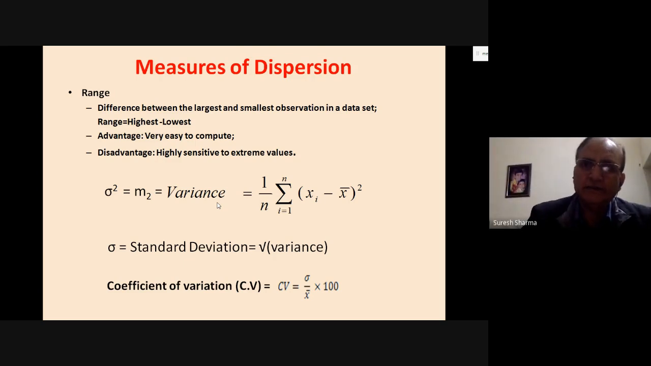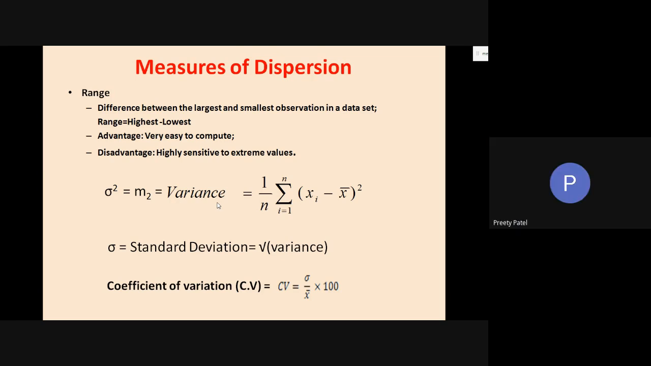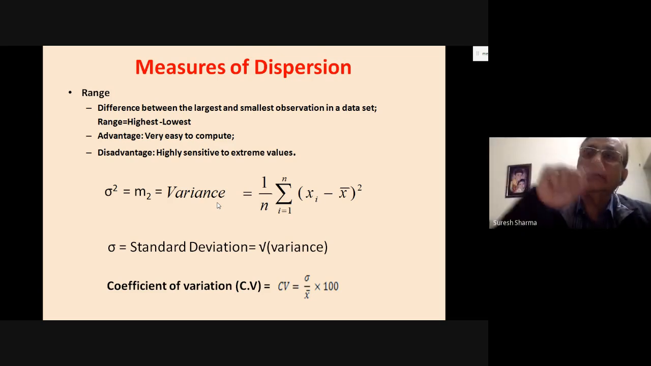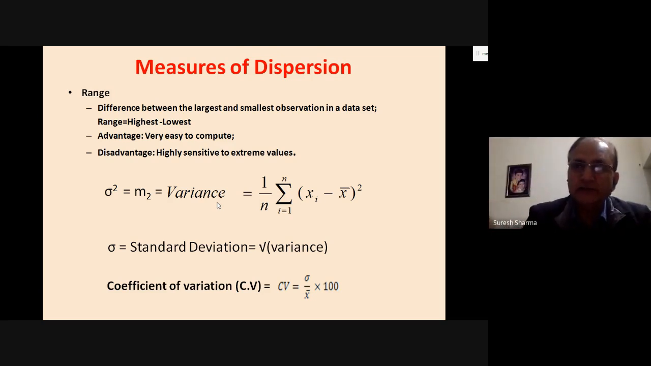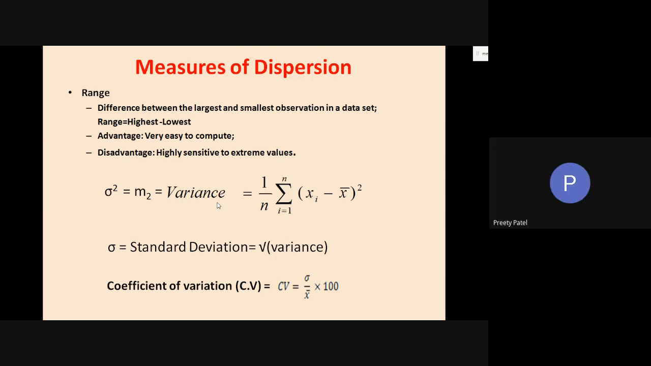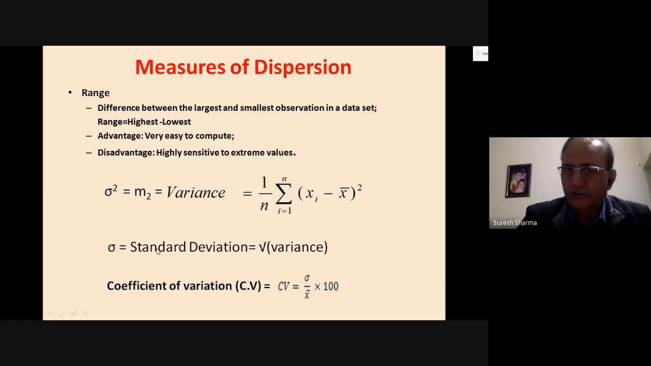Because mean is in centimeters and variance is in centimeters squared. Can you add two different units? No. That's why we take the square root of variance. If you take the square root of centimeter squared, you will get centimeters again. So that's why we compute standard deviation, by taking the square root of variance, so that mean and standard deviation have the same unit.